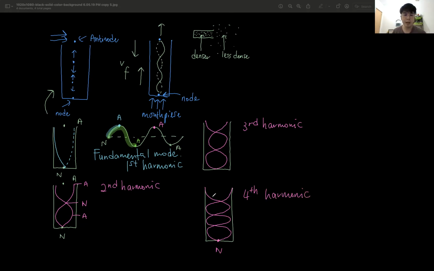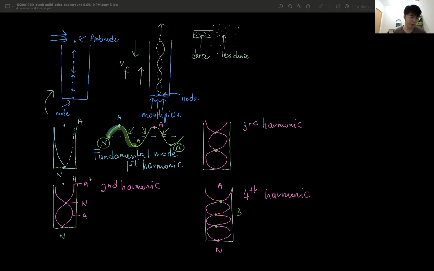In between, how many nodes do we have? Here is one antinode. In between, we have one node, two nodes, three nodes, three in between. If you look at the curve, you have one node, this one, and this one, and this one, between this one and this one. So you have three nodes. For the third harmonic, you have two nodes here. So next time, if you're required to draw this, just use this wave to help you. All right, so now we have the fourth harmonic.